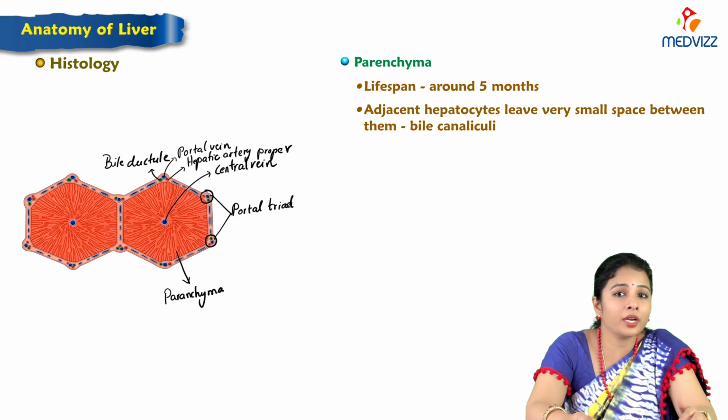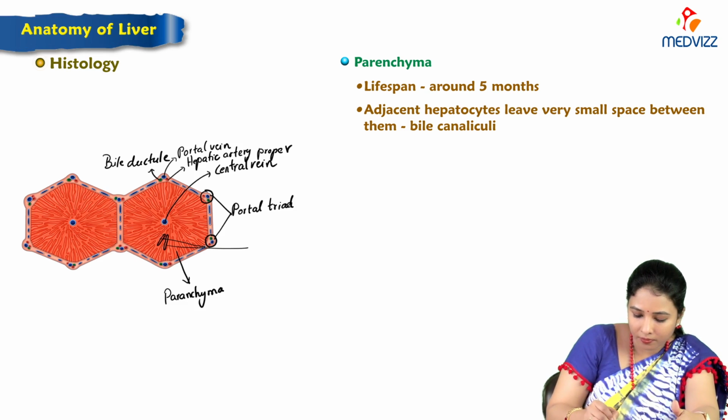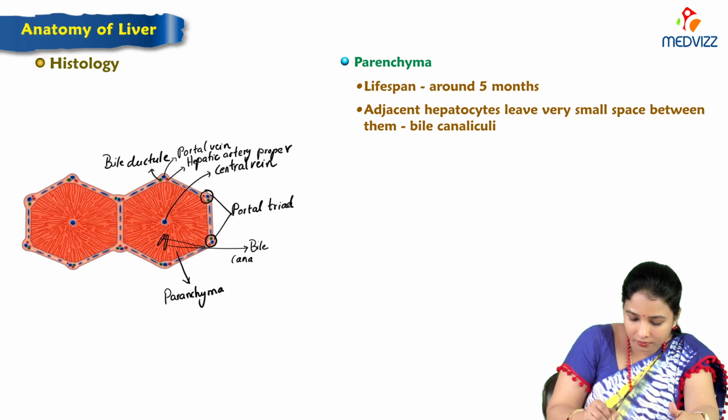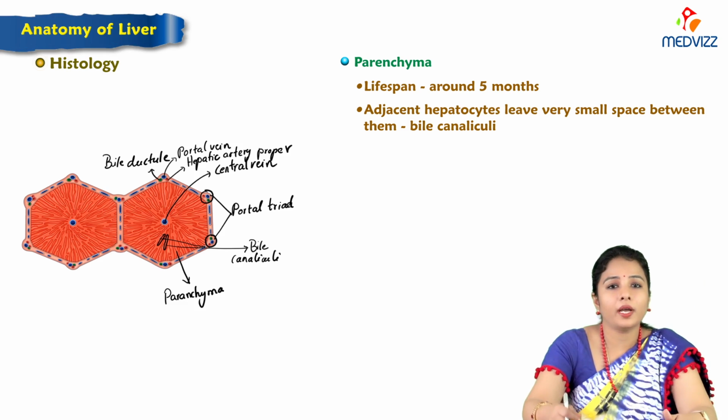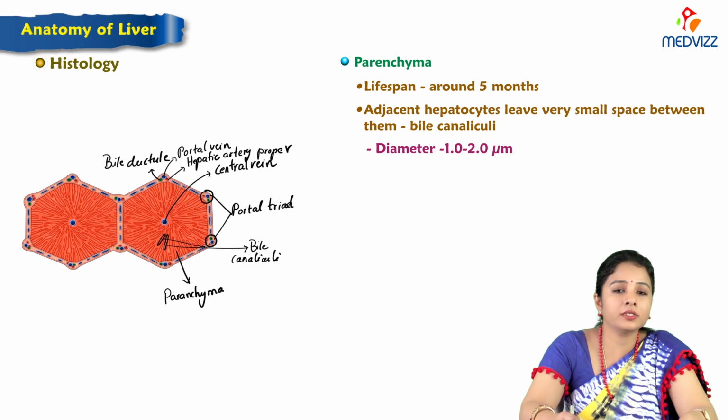The adjacent hepatocytes leave a very small space between them known as bile canaliculi. So between the adjacent hepatocytes, we can see the spaces, the bile canaliculi, which are almost 1 to 2 micrometers in diameter.